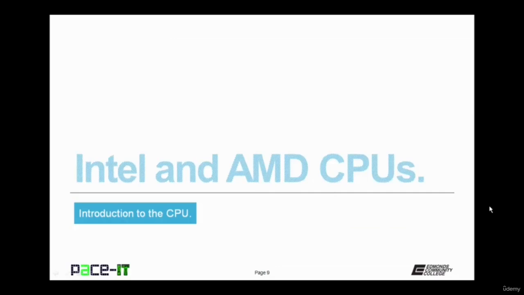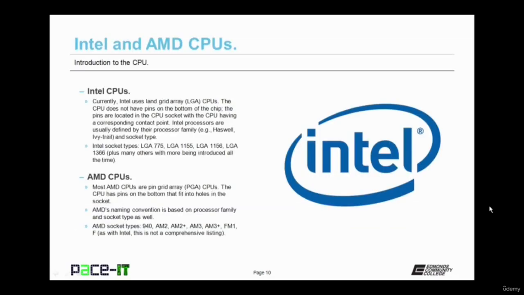Now let's move on to Intel and AMD CPUs. We're going to start with Intel because they're the granddaddy. Intel currently uses Land Grid Array CPUs, LGA CPUs. The CPU does not have pins on the bottom of the chip. The pins are actually located in the CPU socket on the motherboard. The CPU just has corresponding contact points on the bottom of the processor.